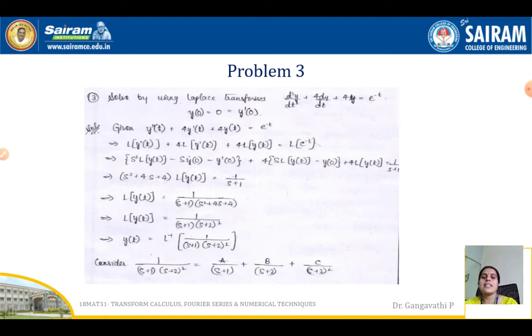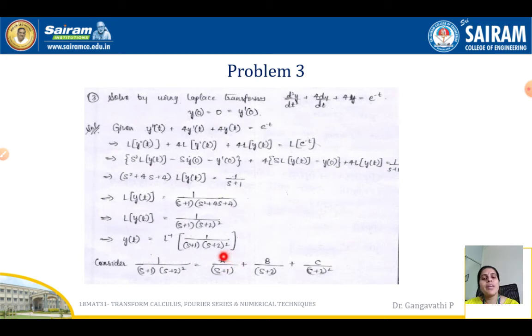And next, group the terms of all L of y of t terms. So L of y of t is 1 by s plus 1 into s square plus 4s plus 4. And simplify further, s square plus 4s plus 4 can be written as s plus 2 the whole square, and transfer L also towards the other side. It becomes inverse Laplace transform. And now apply the concept of partial fractions.